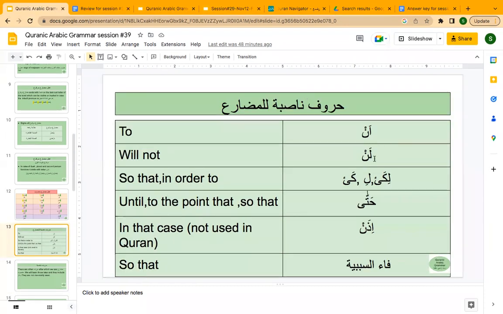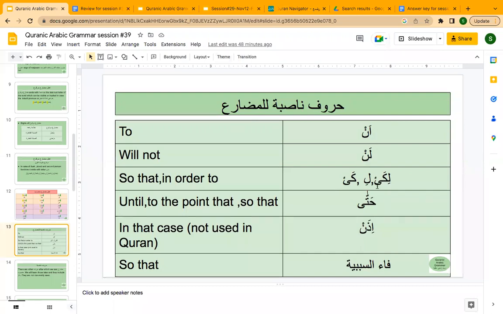So, an, lan, likai, li, kai, hatta, izan, fa. Izan is not used in Quran, but still, you will see it in most Arabic grammar books and lectures, it is taught. So, I cannot just simply skip it. So, keep that in mind. It's not used in Quran, but at the same time, I cannot just skip it because this is something that is part of Arabic.